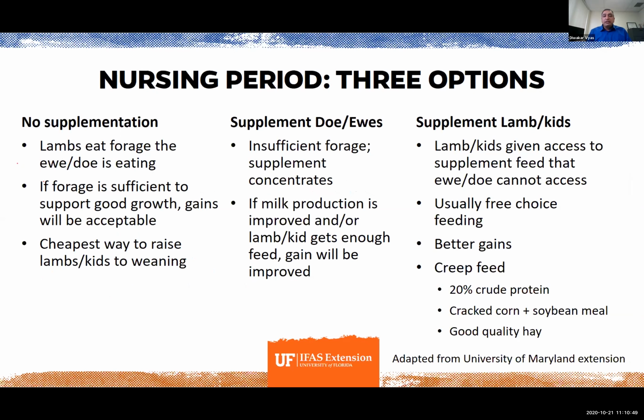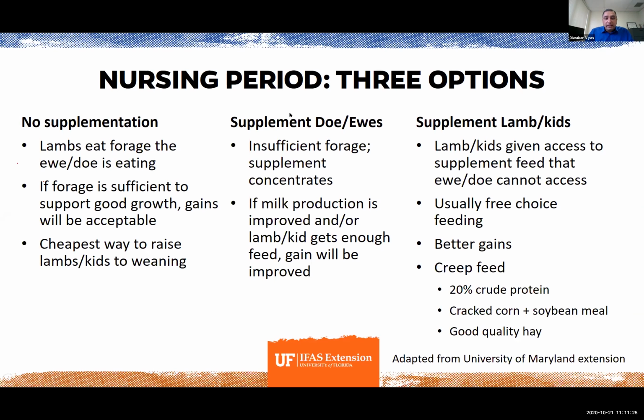Okay, nursing period, we have 3 options. The first option is no supplementation, where the lambs are grazing the forage with ewes. As long as we have enough biomass available, and enough nutrients in the biomass to support ewes and lambs, we will never compromise lactation. We will not compromise the growth of lambs either. And this is the cheapest way to raise lambs and kids to weaning. They are just going out and grazing, nothing else.